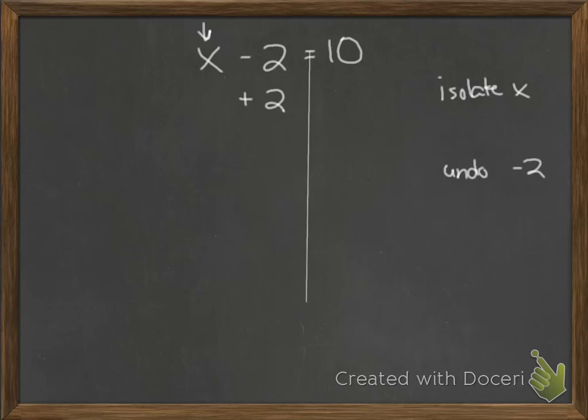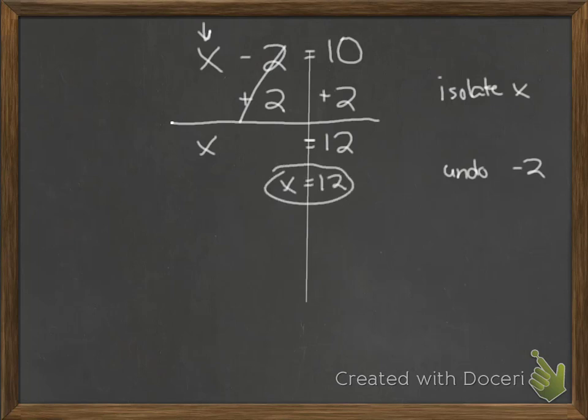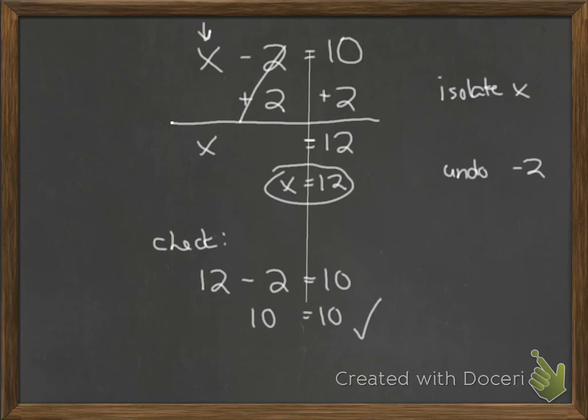And remember, whatever you do to one side of the equation, you have to do to the other. You have to do it to both sides. So these cancel out, and we get x equals 12. Okay, so that is our final answer, x equals 12. And again, we can always check our work by plugging that value into the original equation and showing that that is true. 12 minus 2 equals 10. Well, absolutely, 12 minus 2 is 10. 10 equals 10, it checks out. So that is correct.